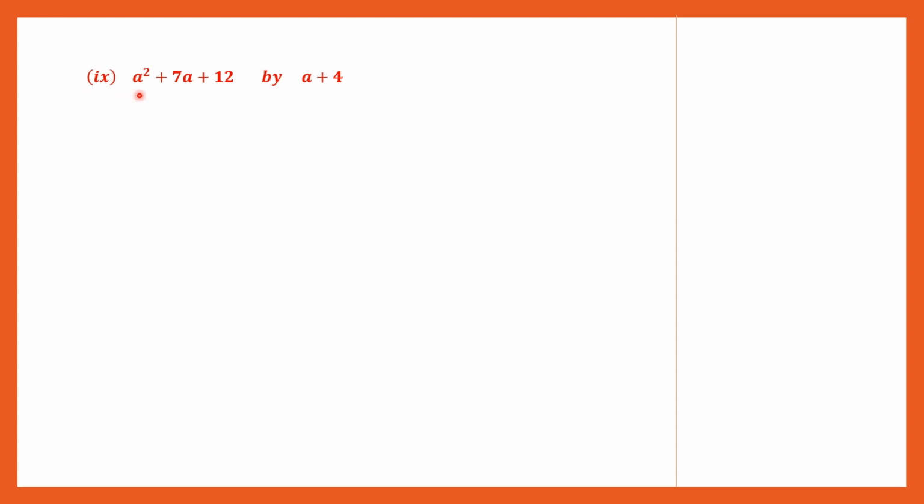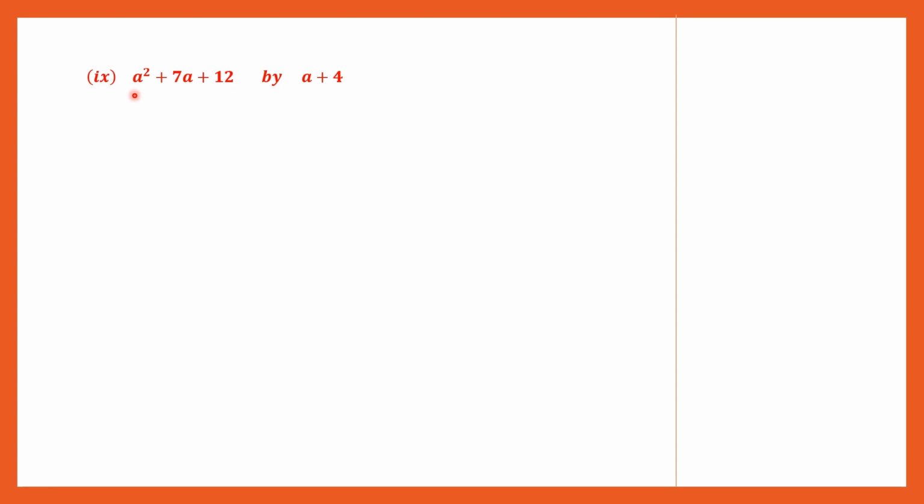Question 9, we're dividing a polynomial by a binomial. So this is different. This is a binomial. So the divisor this time is a binomial. This is the dividend. This is the divisor. Now there are a few steps to follow. First, we need to see whether they are arranged in ascending or descending order of the literals.